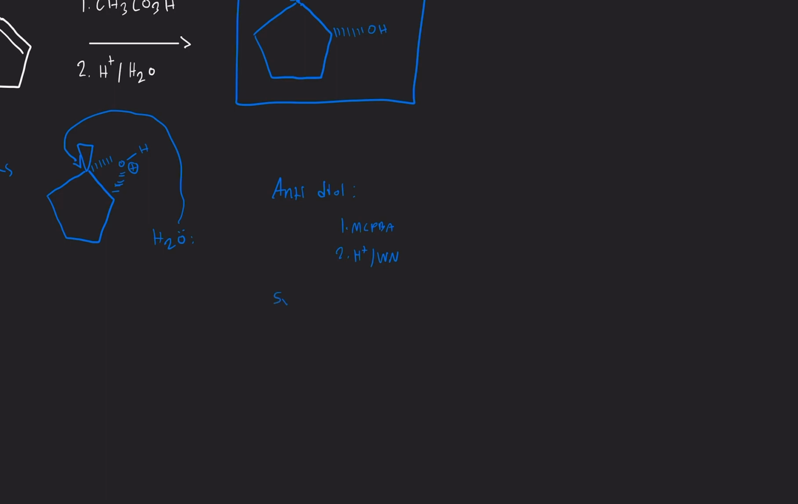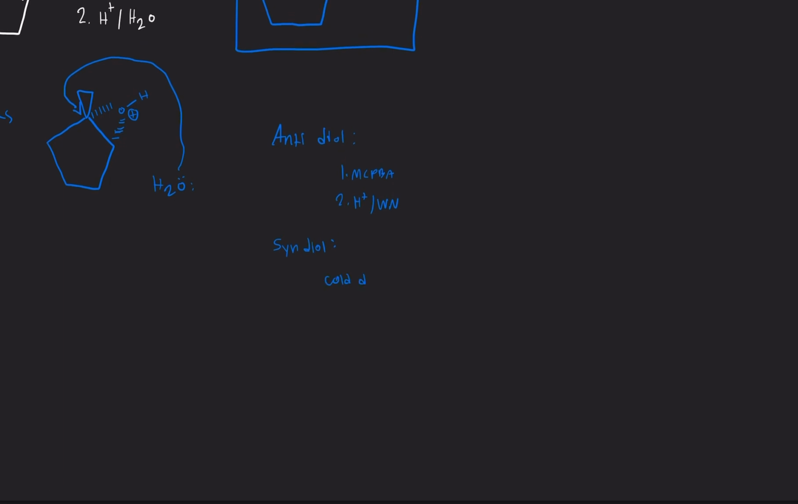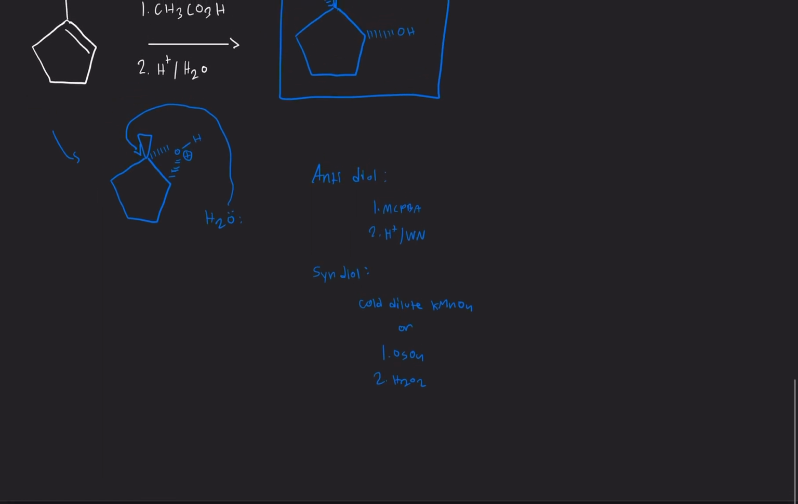For our syn diol, right, we can use cold dilute KMnO4, or we can use OsO4, right? And in our second step of that, H2O2, a peroxide. And yeah, just keep that in mind whenever you're doing these reactions. Pay attention to your reagents so you know what type of stereochemistry you're going to get at the end in your final product. And yeah, aside from that, it's pretty simple.